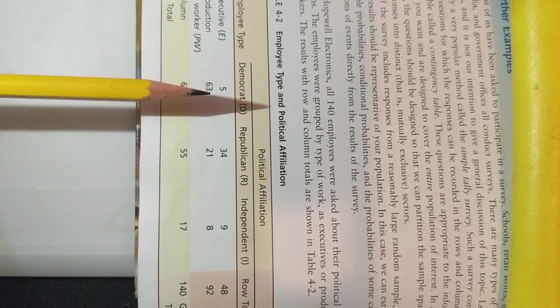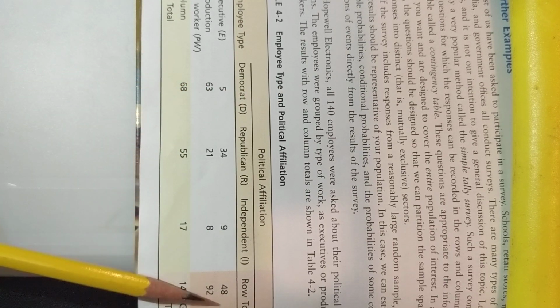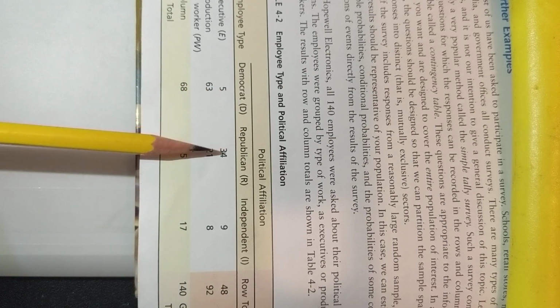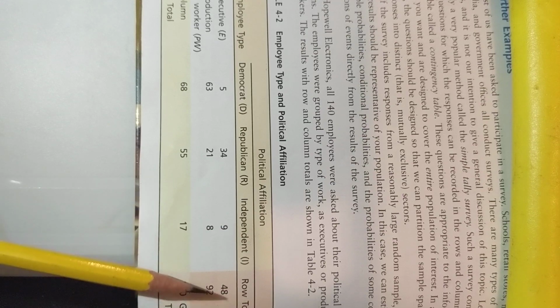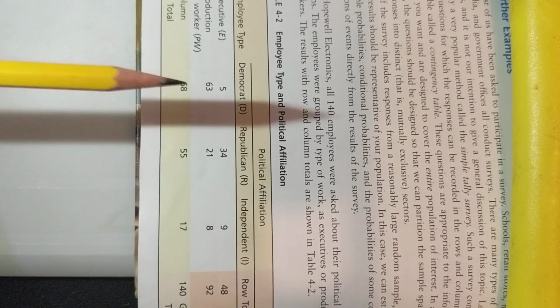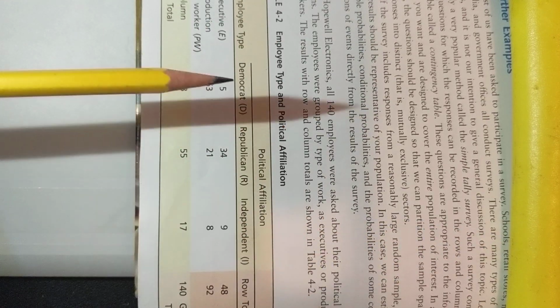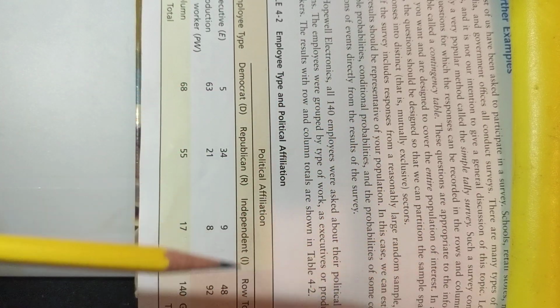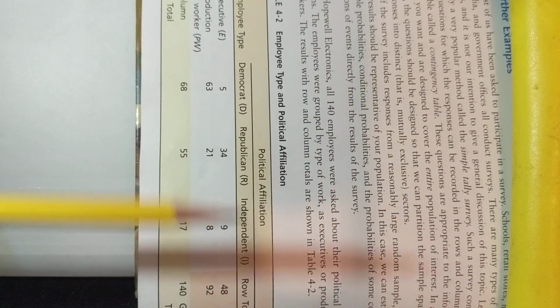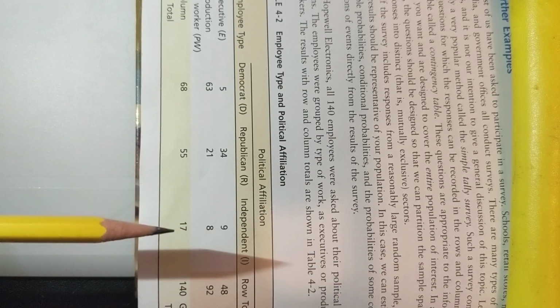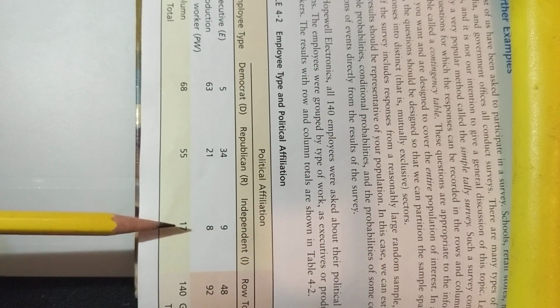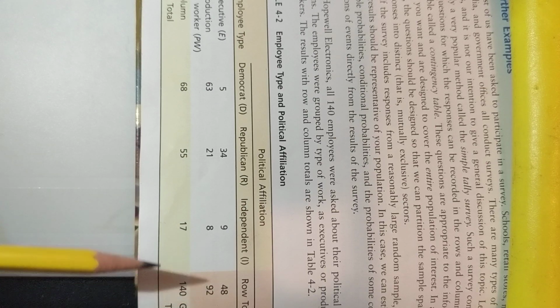So if we just look at the executives, 5 of the 48 are Democrats, 34 of the 48 are Republicans, and 9 of the 48 are independents. So we can break down what we know per executive, what their political affiliation is. Also, we know that the grand total of independents is 17 out of 140. So just to get an idea of how this table's working.